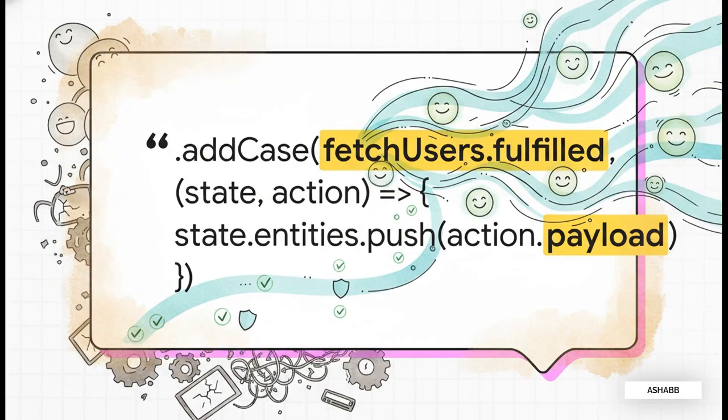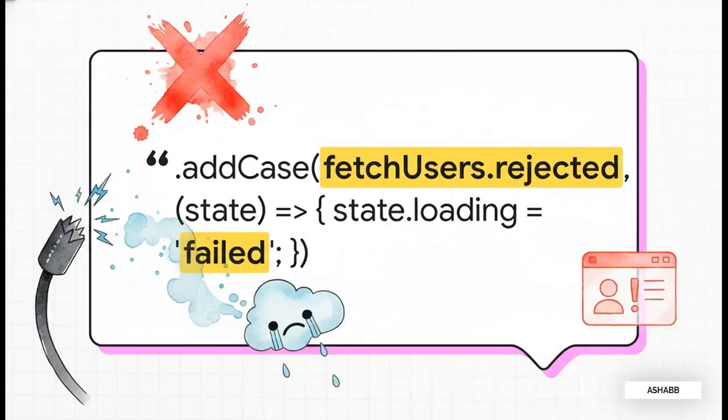Next up, we listen for the happy path, fetchUsers.fulfilled. This case gets the action, and the data we return from our API call is sitting right there, inside of action.payload. Now we can safely take that data and put it in our state. The app doesn't crash because we waited. It's beautiful.